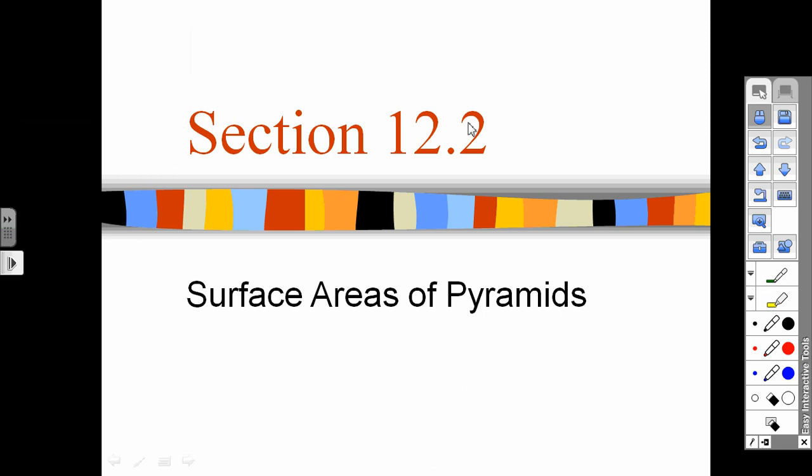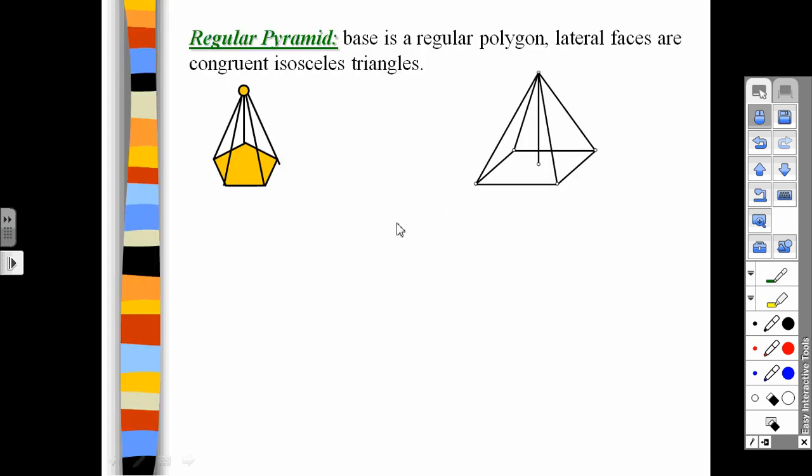Alright, moving right along into surface areas of pyramids. We last encountered pyramids in chapter 9, and hopefully you remember a little bit about them because we will use that same information here. A regular pyramid is just a pyramid whose base is a regular polygon, and the lateral faces are all going to be congruent isosceles triangles.